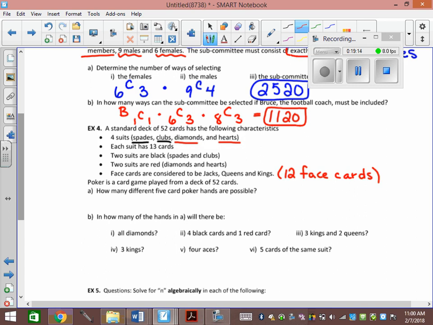If half the deck is red, there are 26 red, because you do 52 divided by 2. And there's 26 black. And then there's 13 in each of these suits. 13 times 4, 52. Okay? Very big rundown of cards in a very short period of time.